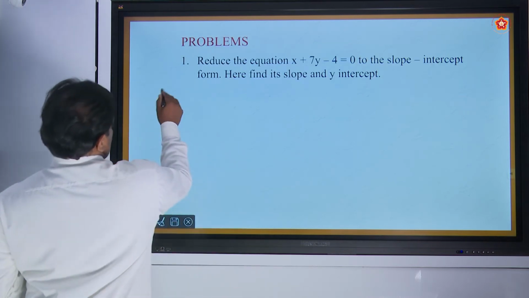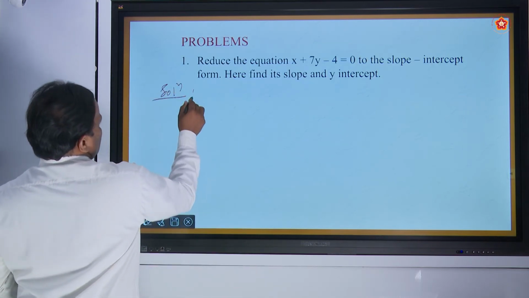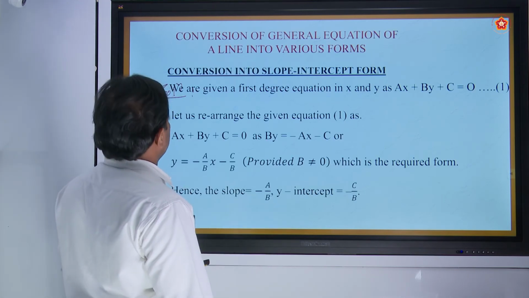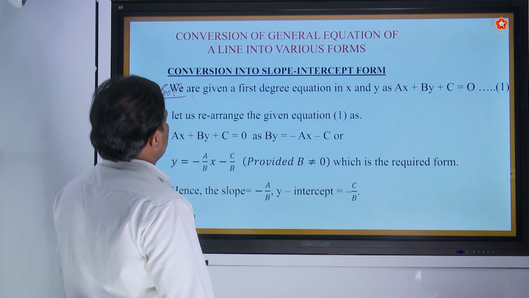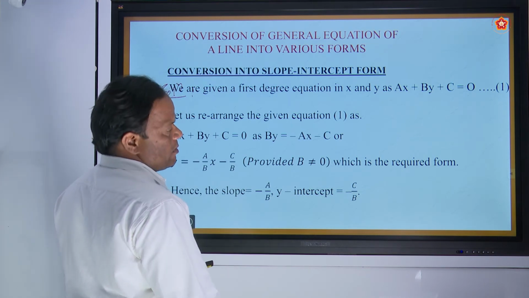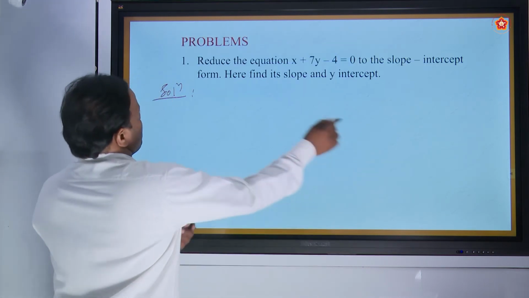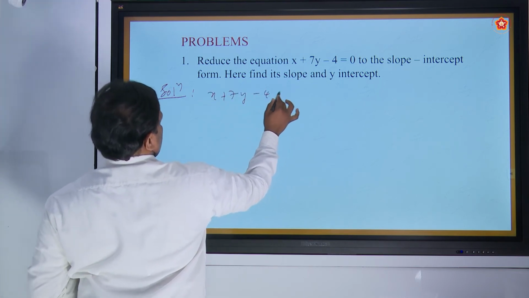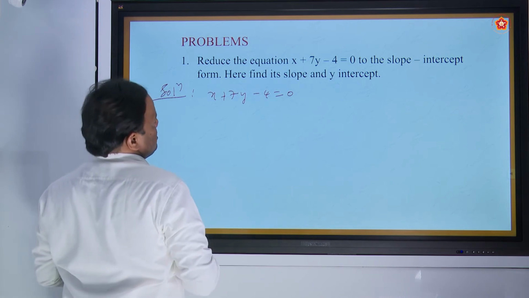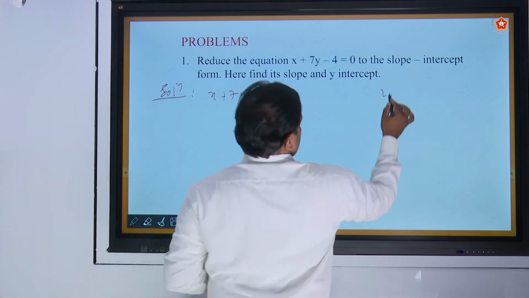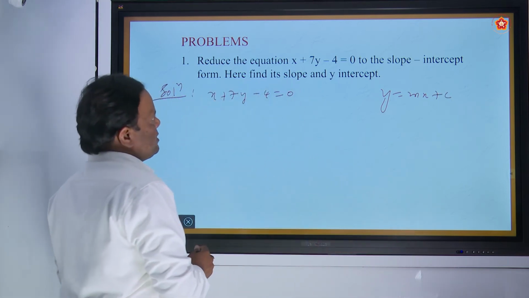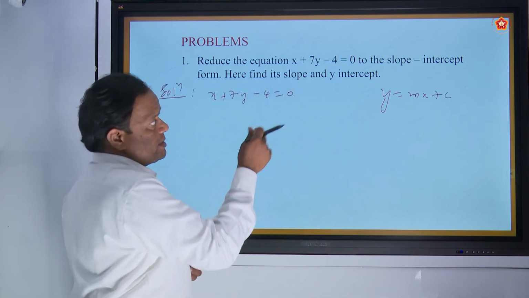So let us start some problems. Solution. Problems are very simple. I think you understand all those things. Only one conversion in this session of the class, general form to slope intercept form. Okay, reduce the equation x plus 7y minus 4 equal to 0 into the slope intercept form, which means you have to reduce it to the form y equal to mx plus c. Hence find the slope and y intercept, that is, find m and c.